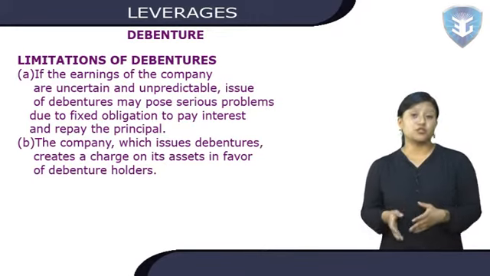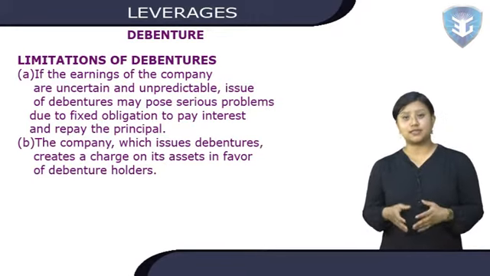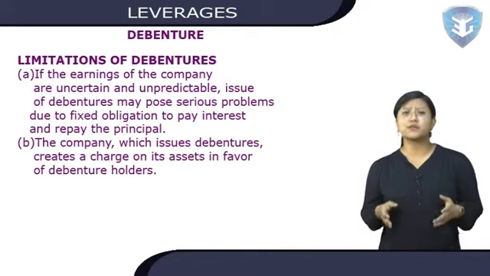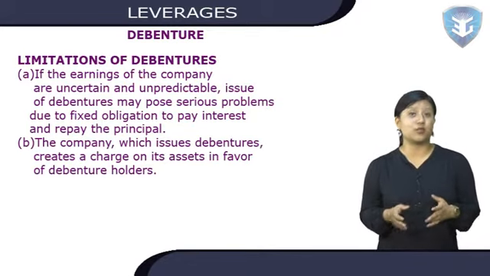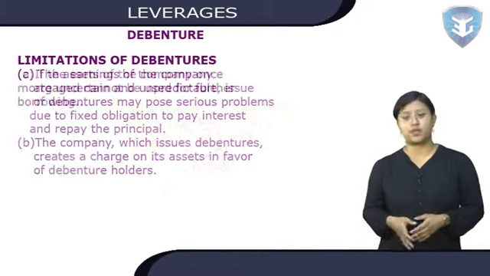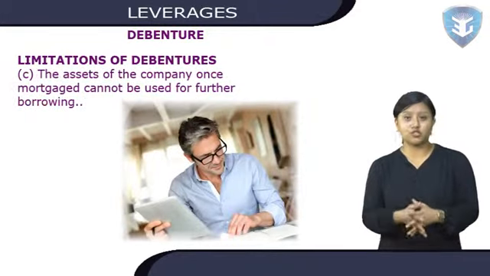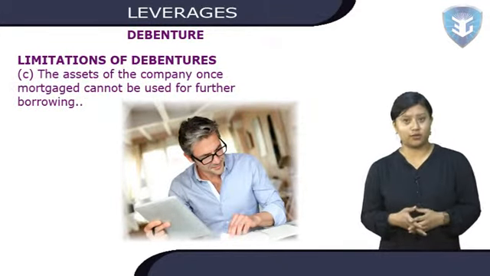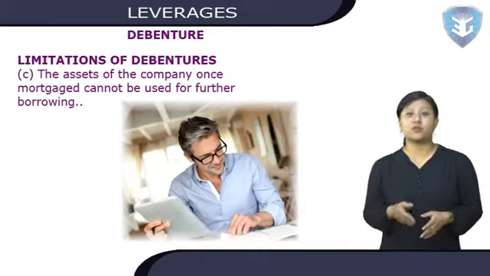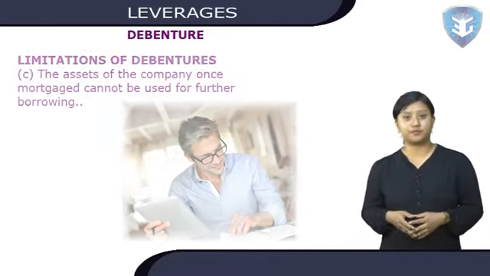The company which issues debentures creates a charge on its assets in favor of debenture holders, so a company not having enough fixed assets cannot borrow money by issuing debentures. The assets of the company once mortgaged cannot be used for further borrowing. So the issue of debentures reduces the borrowing capacity of the company.